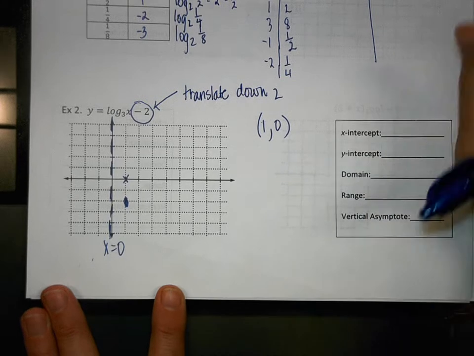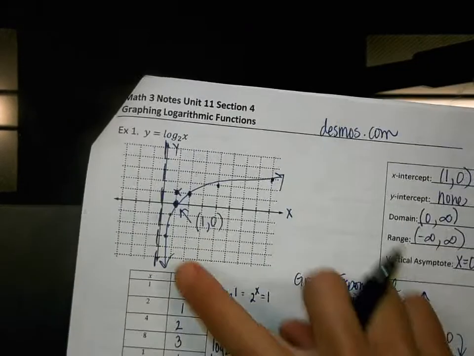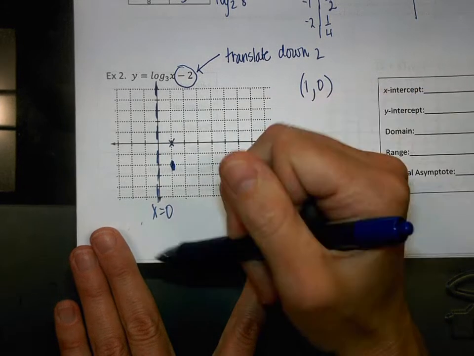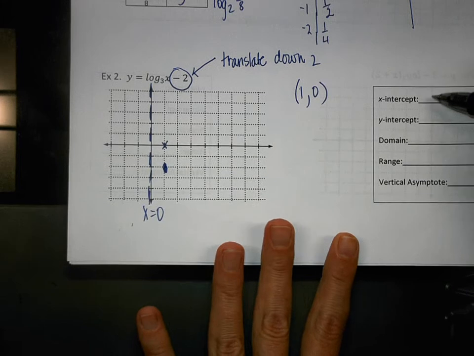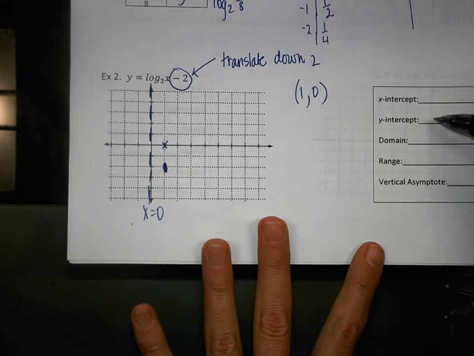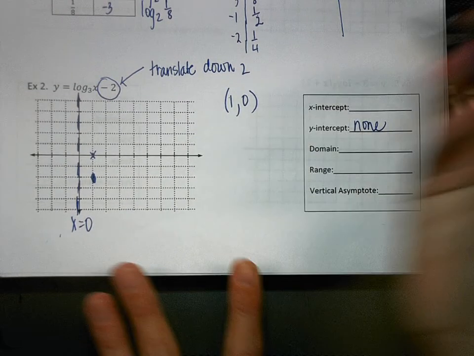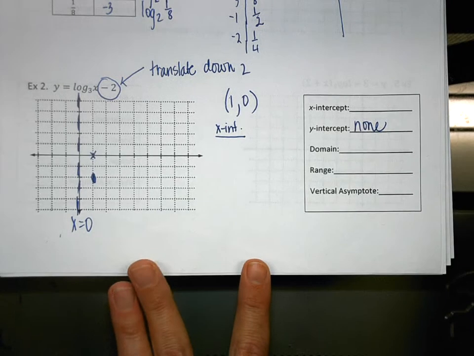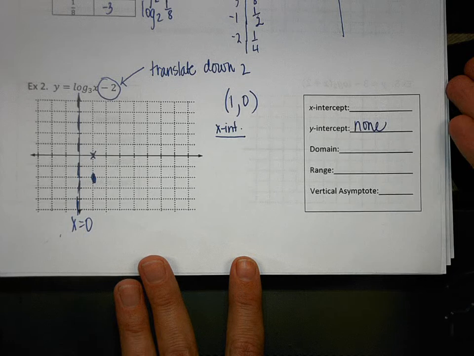All log functions, pre-translation, like their parent graphs, are all going to look like this. They're all going to get really close to the y-axis and then go out and continue going up. So we could just draw this here, but we want to be more accurate in seeing what our x-intercept is and our y-intercept. Is there going to be a y-intercept? No, we already know that, so I'm going to put none here. For the x-intercept, I'm going to show you how to find the answer mathematically. Okay, so when you're finding the x-intercept, what equals 0?